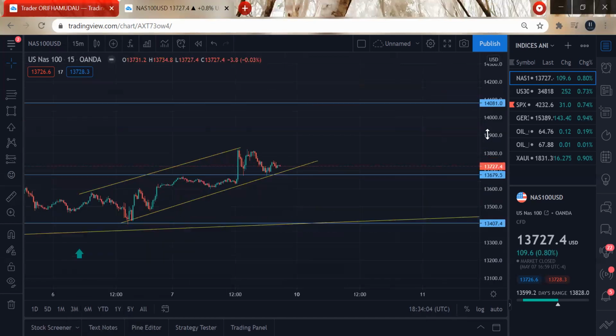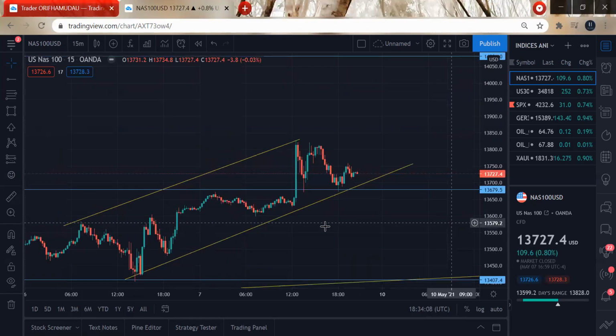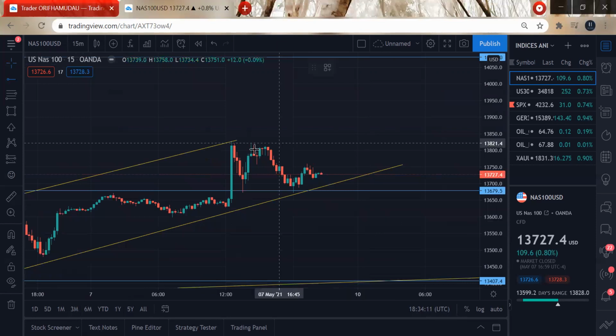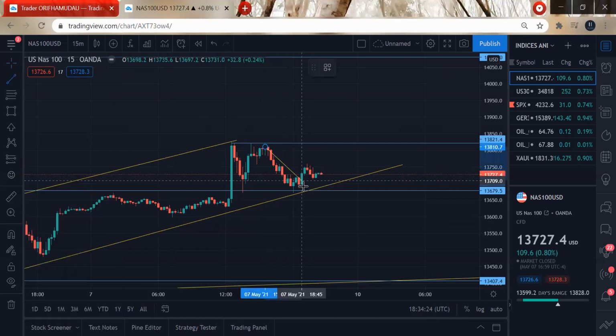It's almost good to look for an entry in the 15 minutes, guys. 15 minutes is very powerful. So here on the 15 minutes, what do we have? We have the impulse correction. We have a double bottom. Then we have a structure like this.